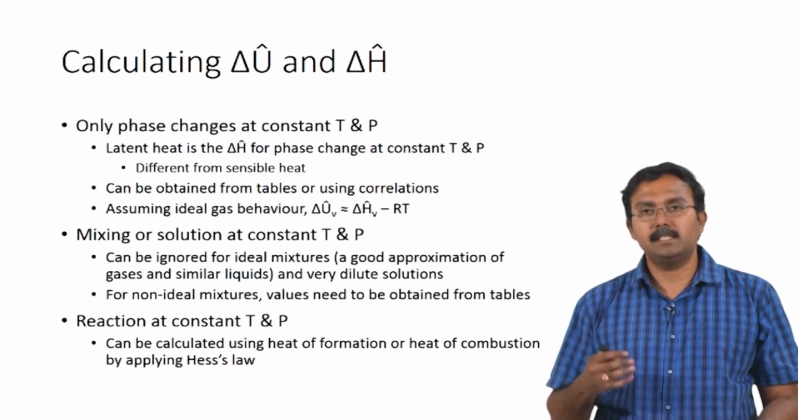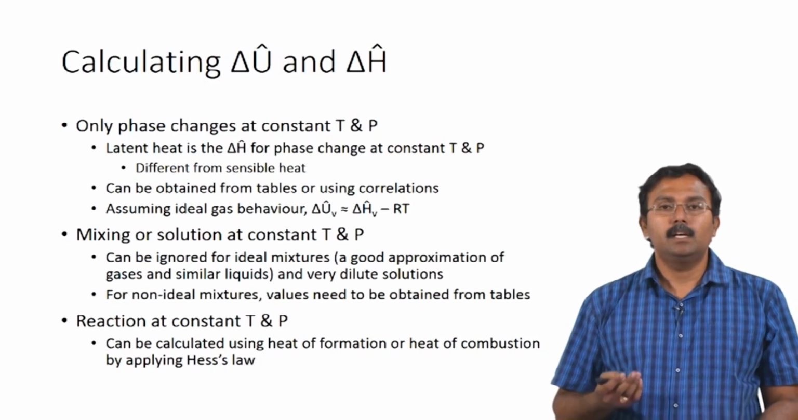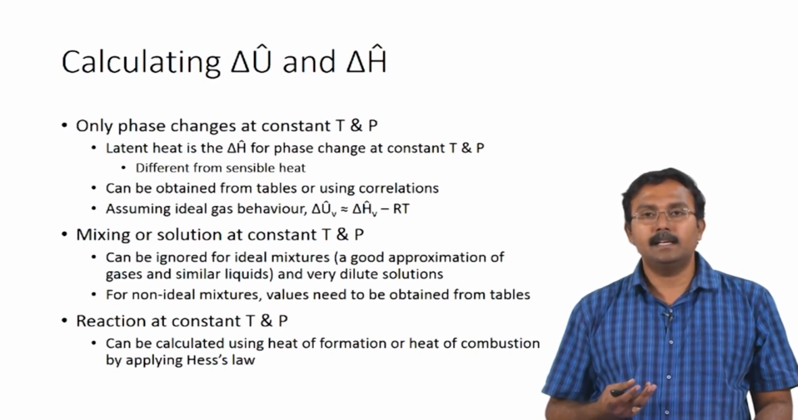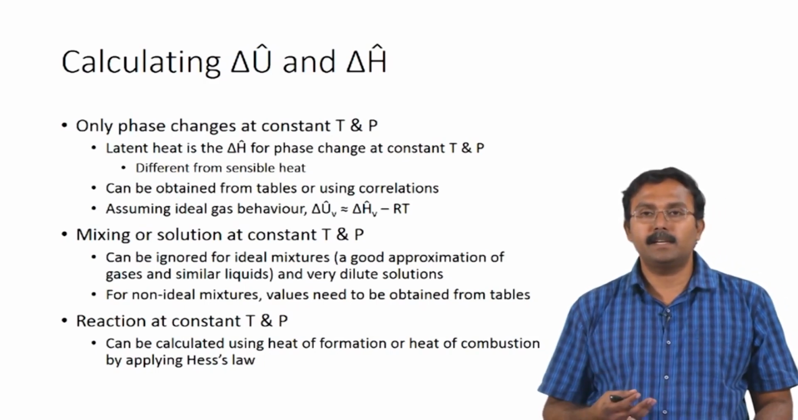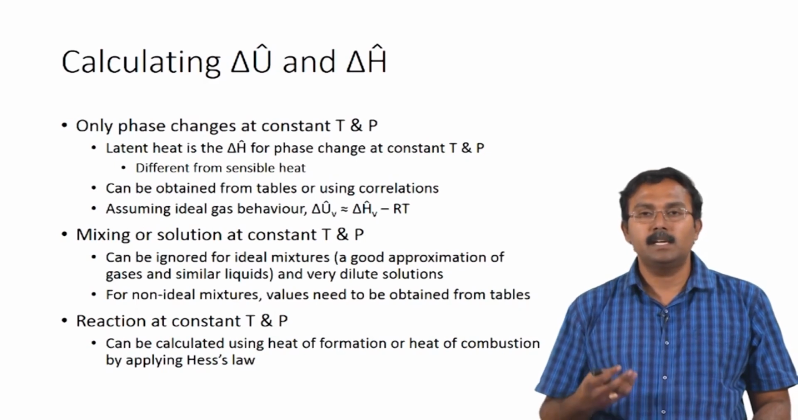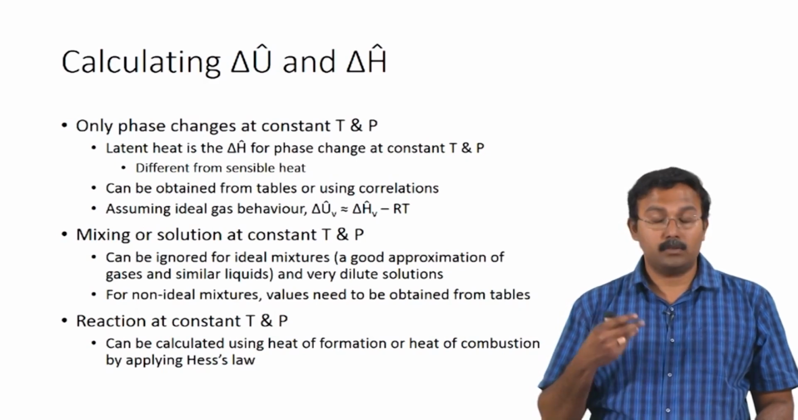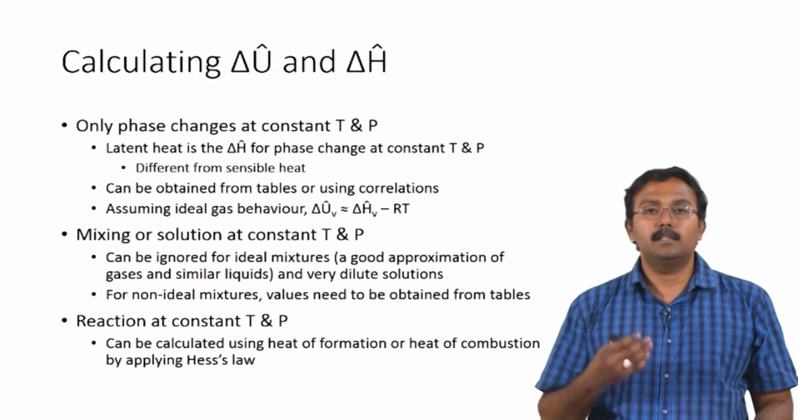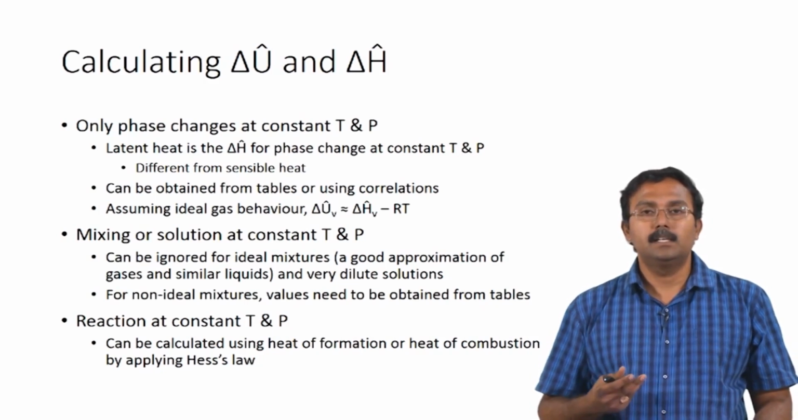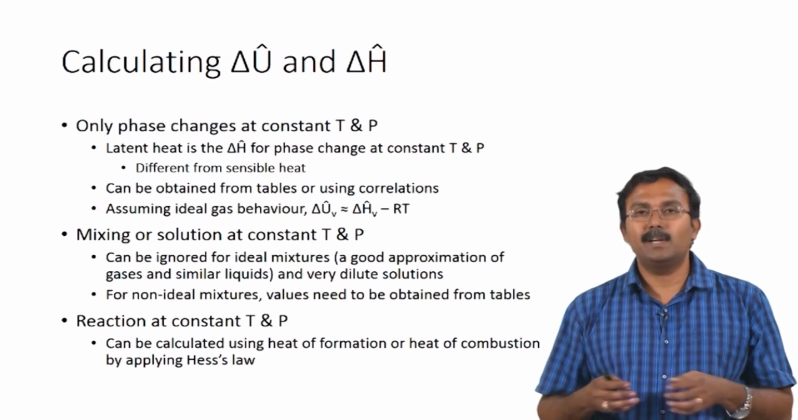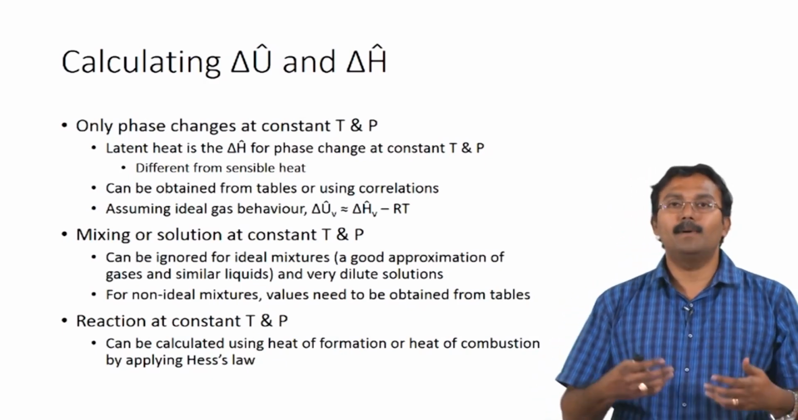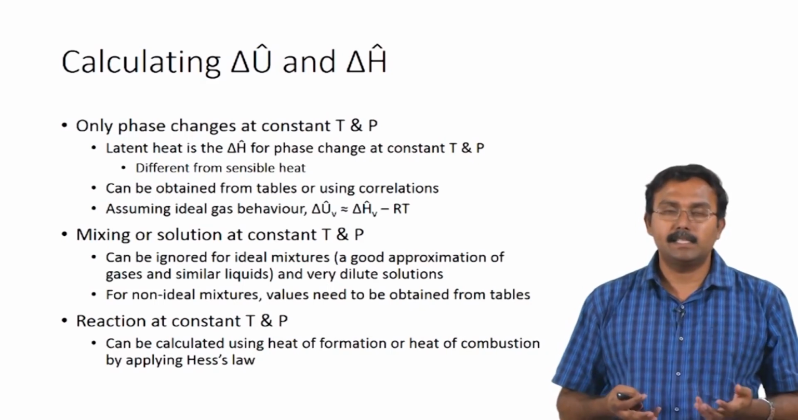When only phase changes at a constant temperature and pressure, what you are looking at is the latent heat. This is the change in specific enthalpy for the phase change at a constant temperature and pressure, and this is different from the sensible heat. This can be obtained from the tables or using correlations. We have discussed the different correlations. You can go back and look up how we can estimate them.